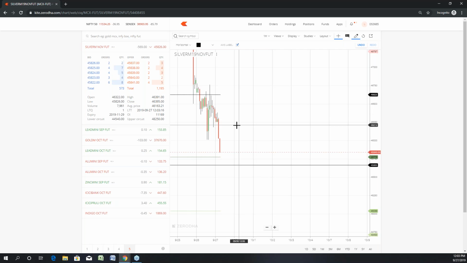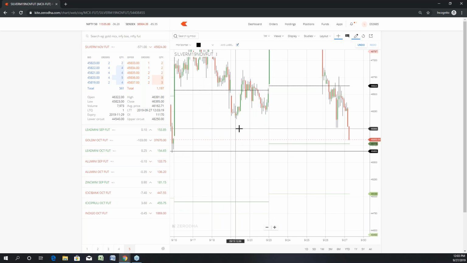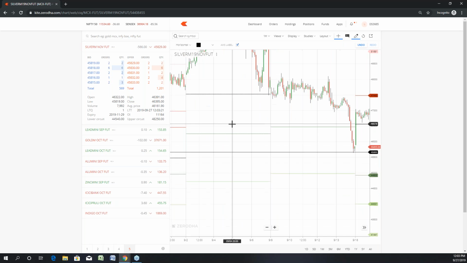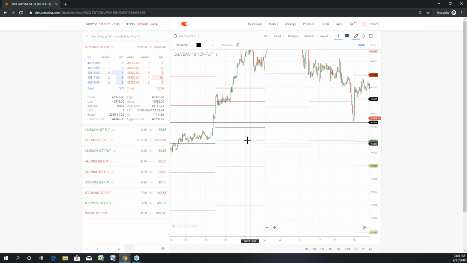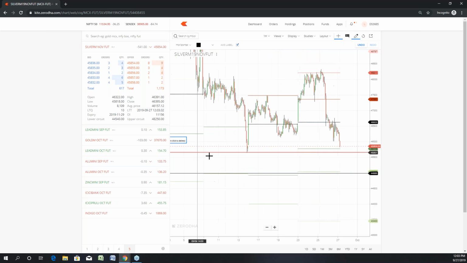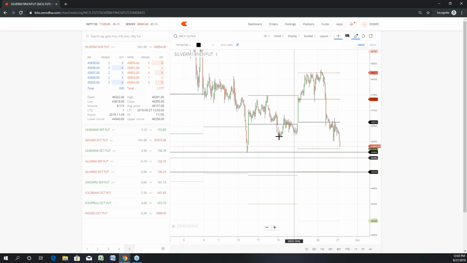45,665, that's going to be the next support. Right now the sellers are hugely aggressive. If it breaks that, then the next support is going to come at 45,000, somewhere here, on this pivot you can say. Somewhere here you will get the next support.